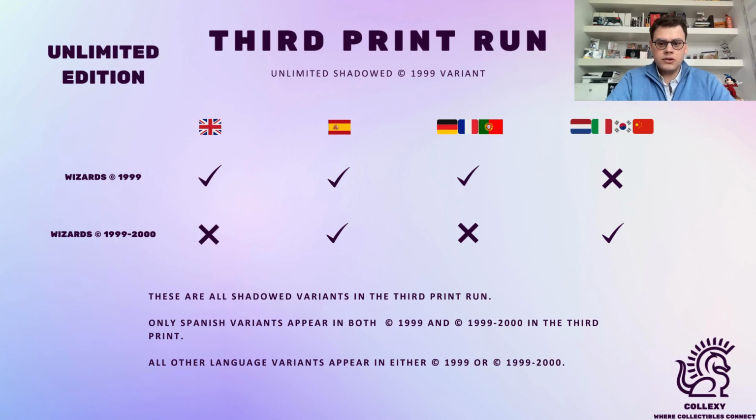For the Spanish versions, there were both 1999 and 1999 to 2000 variants. For German, French, and Portuguese, there were only the unlimited shadowed editions with the Wizards of the Coast copyright of 1999, while for Dutch, Italian, Korean, and Chinese, you have the exact opposite, where there were only versions with the Wizards of the Coast copyright 1999 to 2000. So only for Spanish does it exist in both. For English as well, but for English, only 1999 in the third print run and 1999 to 2000 in the fourth print run.